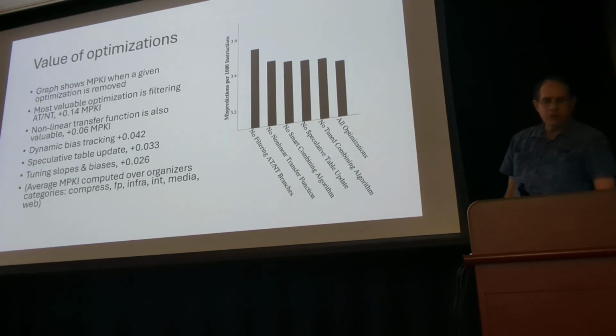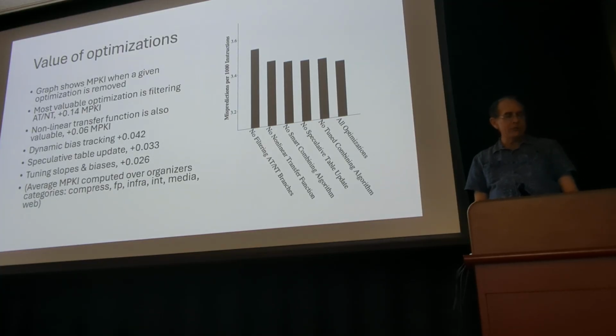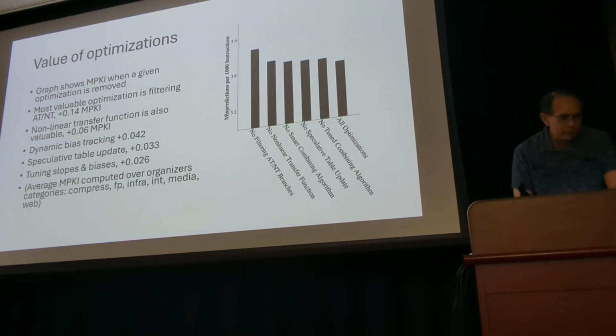This is where the value of these optimizations comes in. The graph shows the MPKI when a given optimization is removed, and that tells you how valuable that optimization was. The most valuable optimization is the filtering of those always taken, never taken branches. When I take that away, MPKI increases by 0.14. The nonlinear transfer function: if I get rid of that and replace it with just a linear scaling from negative 255 to 255, I get an increase of 0.06 MPKI.